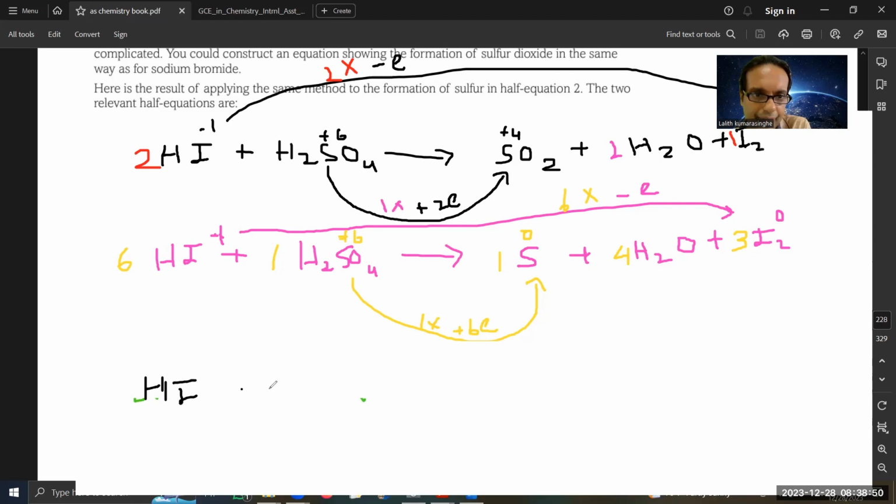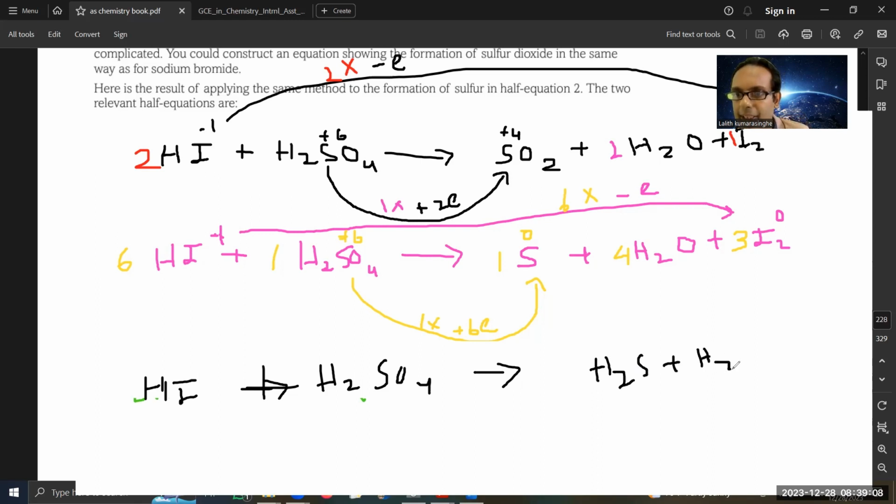Hydrogen iodide with H2SO4. That's the first case. I'll go for H2S, water, and I2 definitely should be there, otherwise I can't balance the equation. It is acting like a reducing agent. It's a good reducing agent, whereas fluorine and chlorine are good oxidizing agents. That's why chlorine with sulfuric acid, nothing. Both are good oxidizing agents. Sulfuric acid is also a good oxidizing agent.